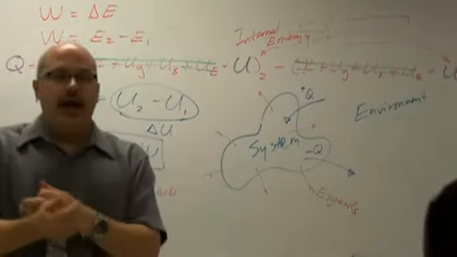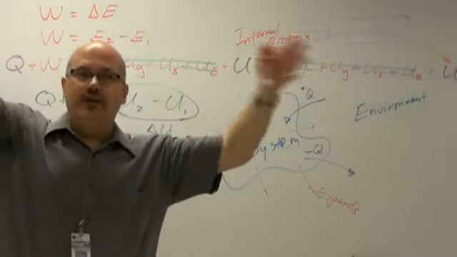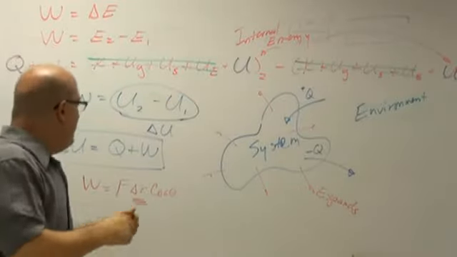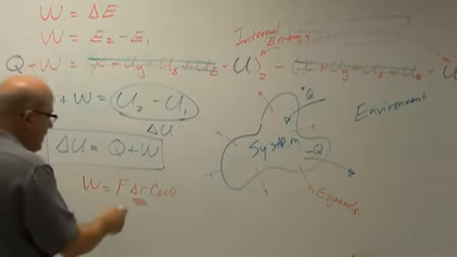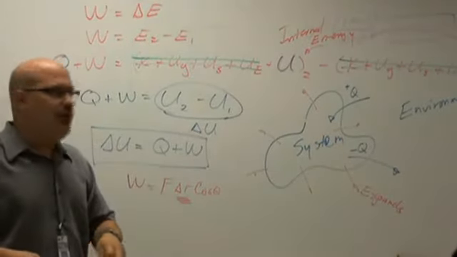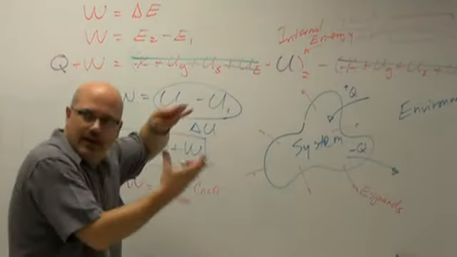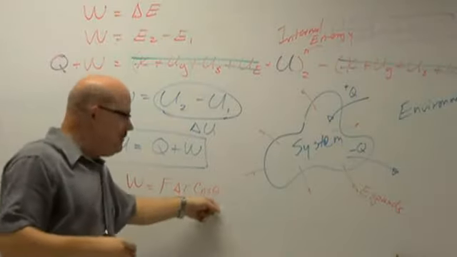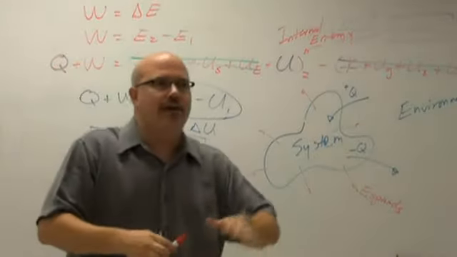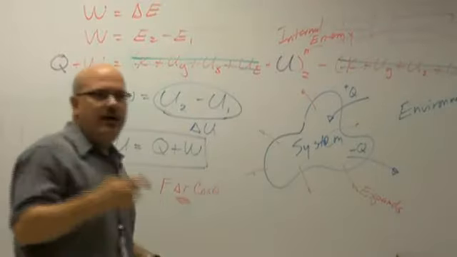Now, if our system expands and moves out into the environment, is that positive or negative work? It's positive. Is it applying a force to move the environment? Yes. Which way is the force? Outward. Which way is it moving the environment? Same direction. So what's our cosine theta? Our cosine theta is 1 because they're in the same direction. It's moving and applying a force in the same direction, correct? Yes. Now, here's the problem.